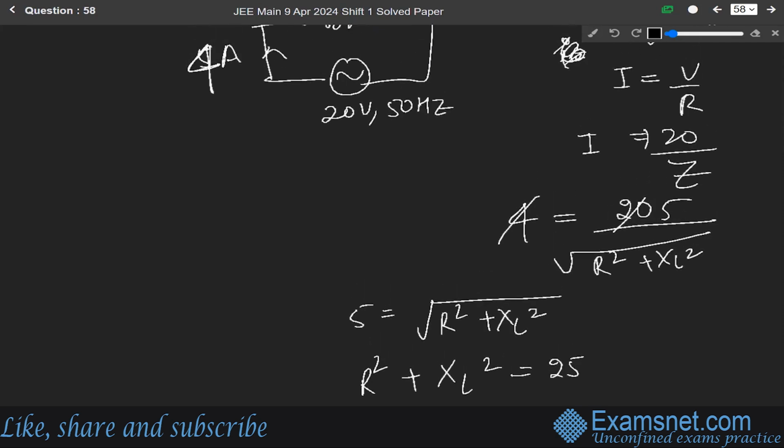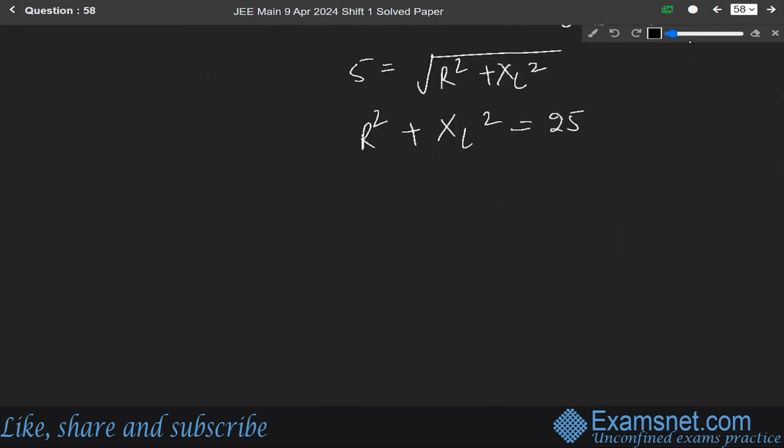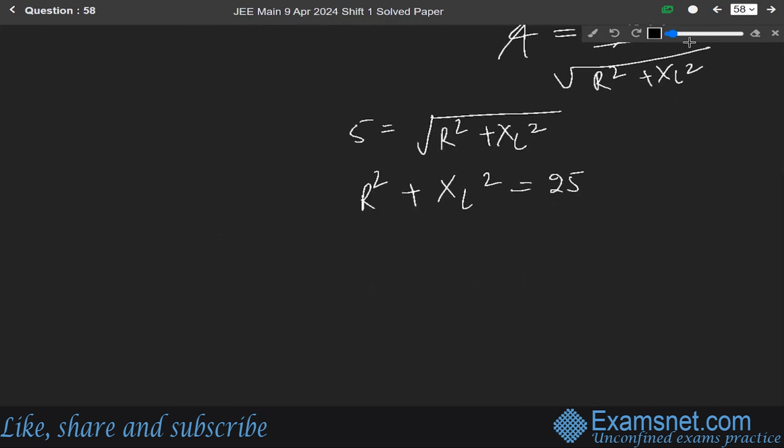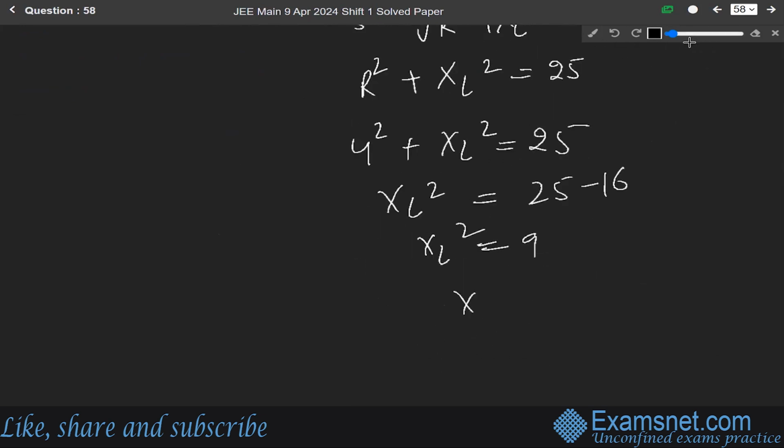We have already calculated R as 4 ohm. So just put the value: 4 square plus XL square equals 25. So XL square equals 25 minus 16, XL square equals 9. So XL is 3 ohm.